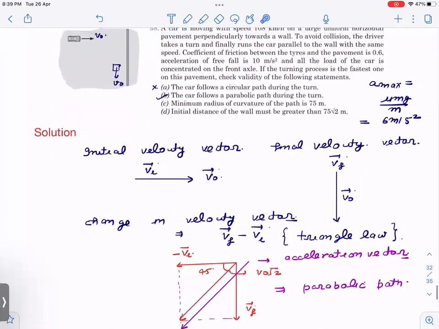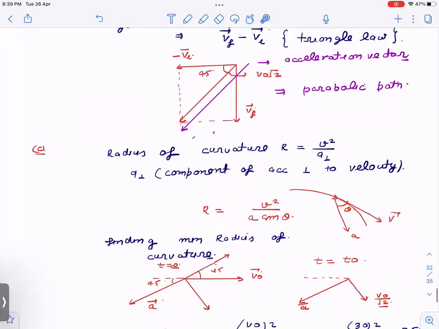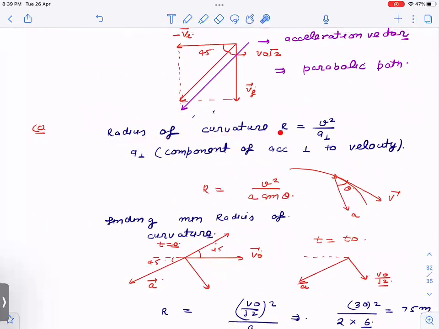So when the car is taking a turn, what is the minimum radius of curvature? Since it is not a circular path, the radius of curvature is not constant. We need to find out what the minimum radius of curvature is. Let us see how to find it. The radius of curvature formula is R, which is V square divided by A perpendicular. A perpendicular is the component of acceleration perpendicular to the velocity. See this diagram? Suppose the car is moving along this, velocity is tangent, acceleration is this way. Then radius of curvature is V square divided by the component of acceleration perpendicular to the velocity.